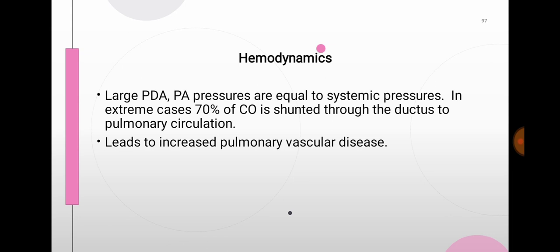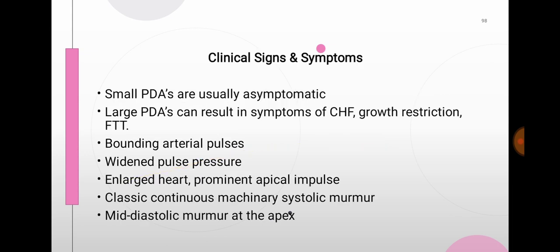If you have a small PDA, they're usually asymptomatic. If you have large PDAs, you can have signs and symptoms of congestive heart failure, growth restriction, and failure to thrive. So you have bounding arterial pulses because it's on the aorta. But you have greater pressure in the aorta. So you have bounding arterial pulses, a wide pulse pressure. You have an enlarged heart.